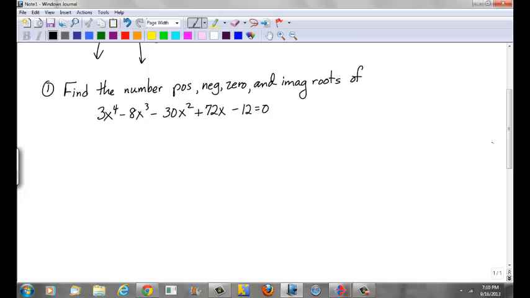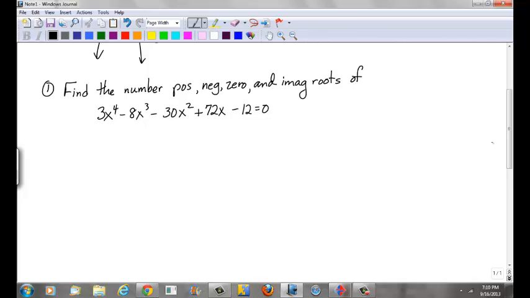Now, notice in the directions, this is not saying solve the problem. It just wants to know how many times it crosses on the positive end of the x-axis, the negative end of the x-axis, does it ever cross at 0, and the imaginary roots would be where it did not cross the x-axis. So I just want to know how many of those we have.